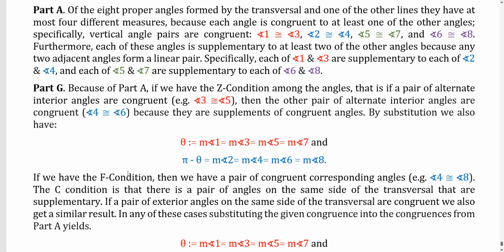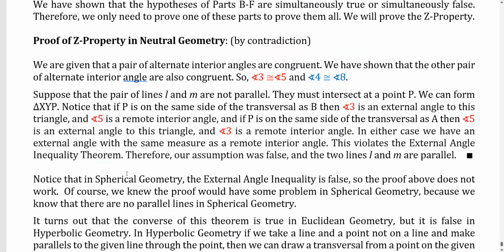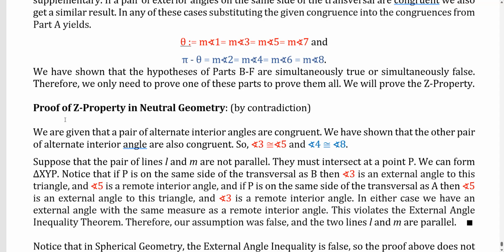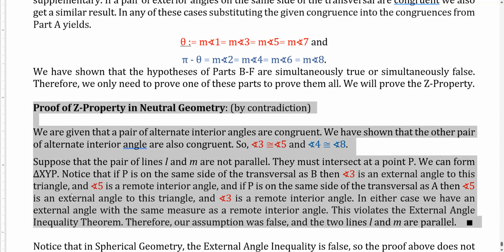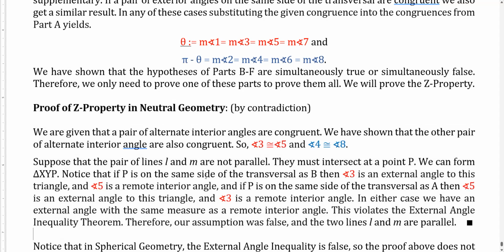Okay, and then I prove part G next. And now here is the proof of the Z property. And this right here is going to be a very important proof. Okay, we're given a pair of alternate interior angles are congruent. We've shown that the other pair of alternate interior angles are also congruent. So angle 3 is congruent to 5 and angle 4 is congruent to 8 in our diagram, right? Suppose that the pair of lines L and M are not parallel. So this is going to be a proof by contradiction.